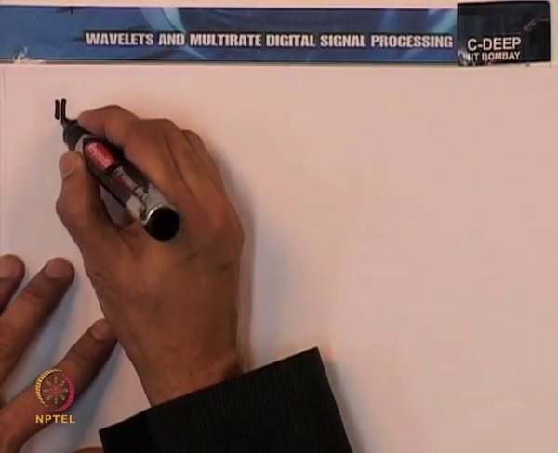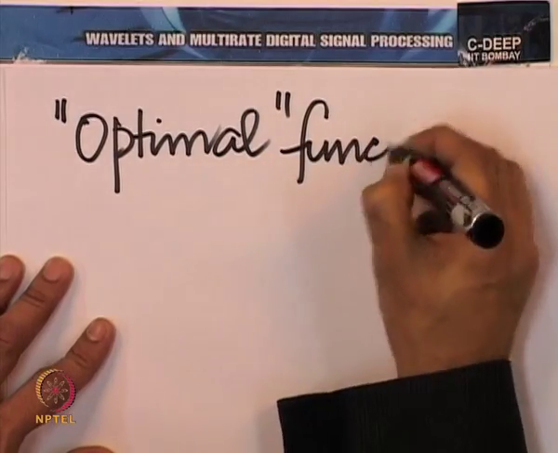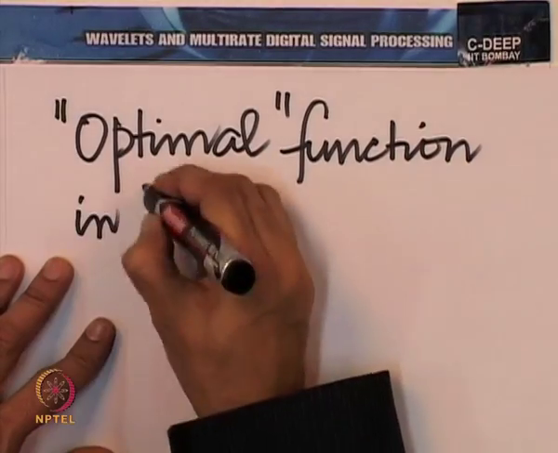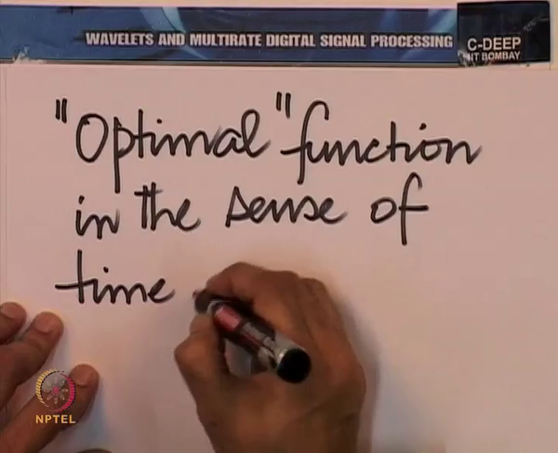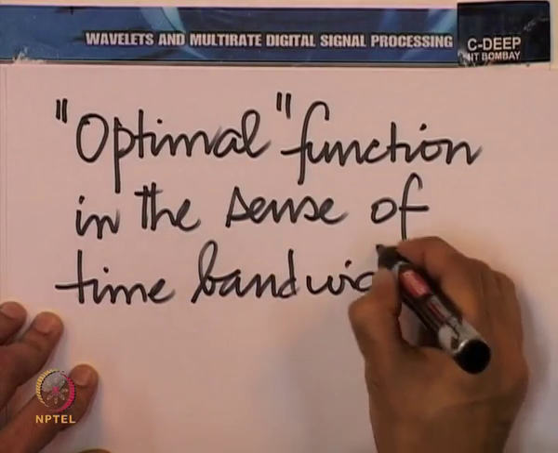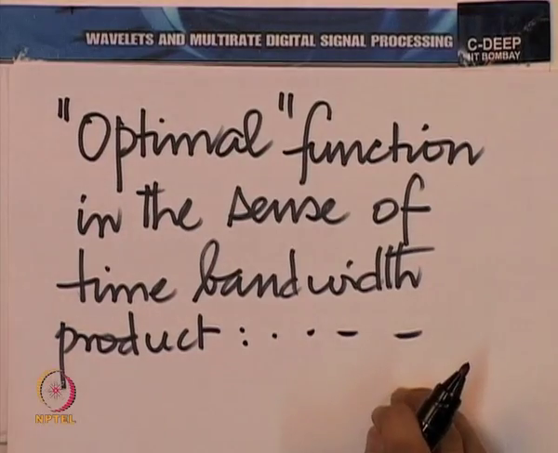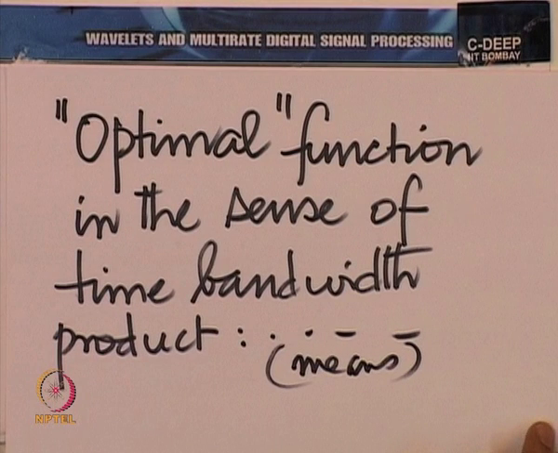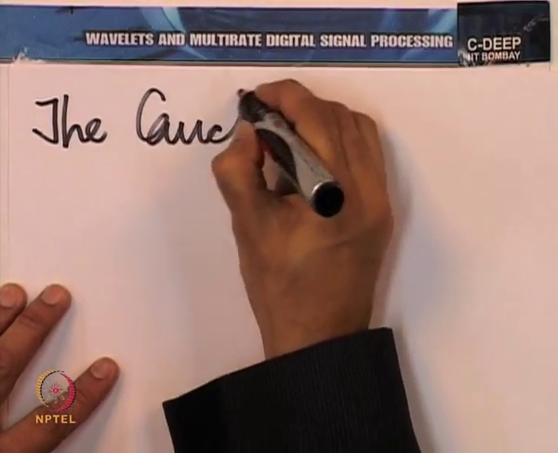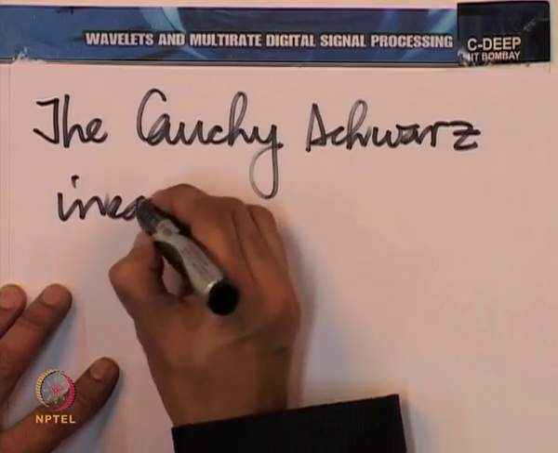So, the optimal function in the sense of time bandwidth product means the Cauchy-Schwarz inequality becomes an equality.